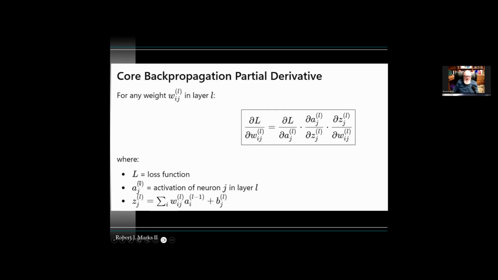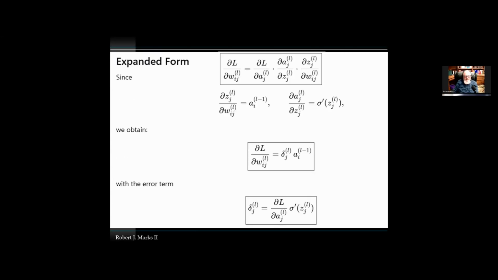So here's the definition. L is the loss function. A sub j is the activation. That means it's the input to the neuron before the nonlinearity, before you've subjected it to the squashing function. And Z sub j is equal to the matrix multiplication times the previous layer plus the bias term. Oh my gosh, we have a lot of different things to minimize. It's a very high dimensional search space, and we've seen the curse of dimensionality.